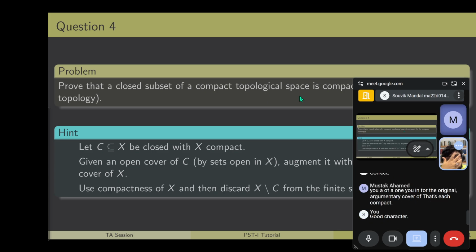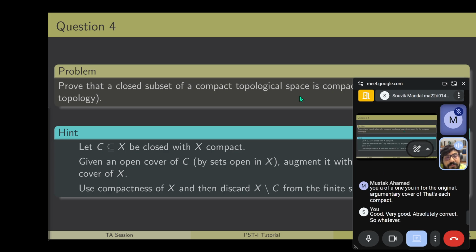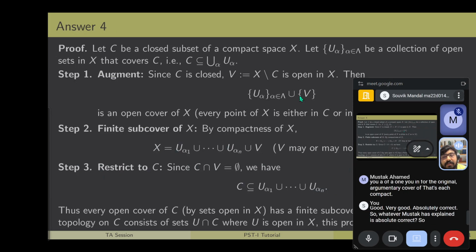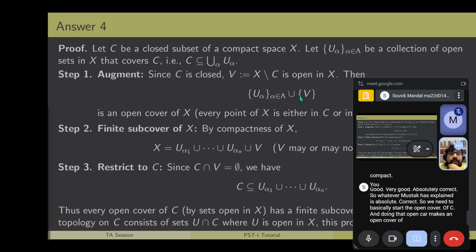Correct. Very good. Absolutely correct. So whatever Mustaq has explained is absolutely correct. We need to start with the open cover of C, and then that open cover becomes an open cover of X by adjoining X minus C. Now since X is compact, our new open cover will have a finite subcover. So that gives that C has a finite subcover. So that's the argument. Okay.